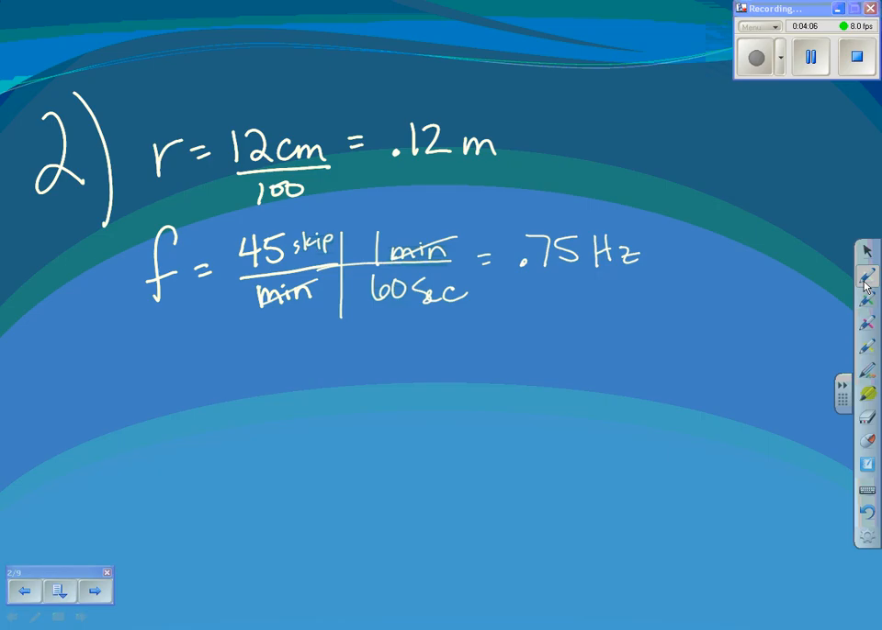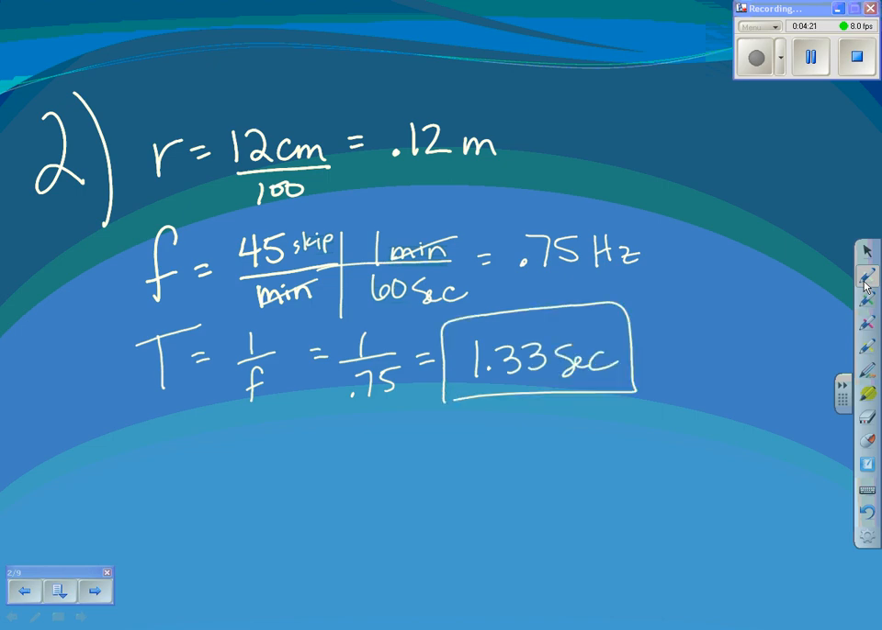And so it asks, what is the period of this? So period would be 1 over F. So 1 divided by 0.75 would give us an answer of 1.33 seconds. So that is our period.